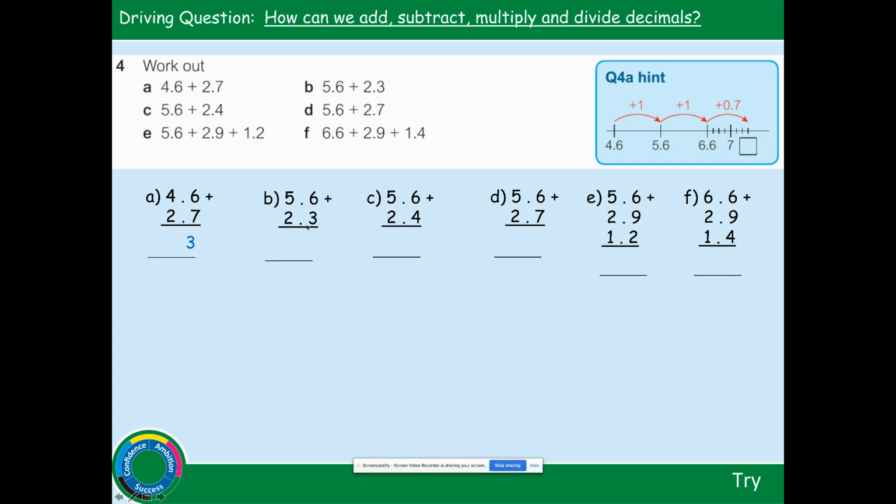6 add 7 is 13. The 3 got there before me. 4 add 2 is 6, add 1 is 7. I'm going to cross the 1 out to show me that I've remembered to add it in, and then put my 7 and my decimal. Okay, I'd now like you to press pause on the video, have a go at B, C, D, E, and F, and then press play when you're ready for the answers.